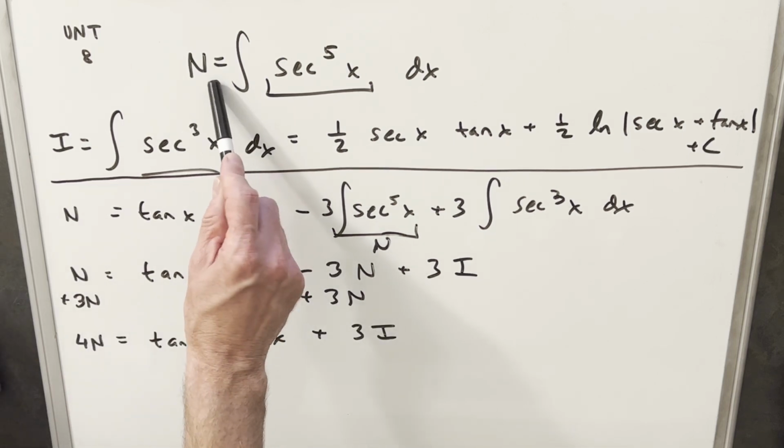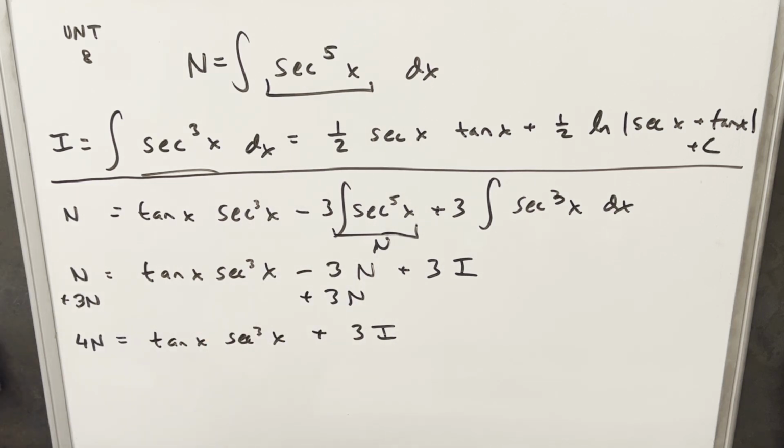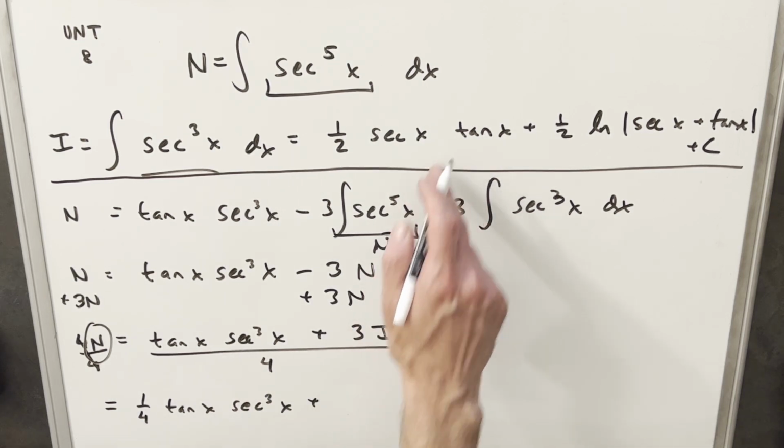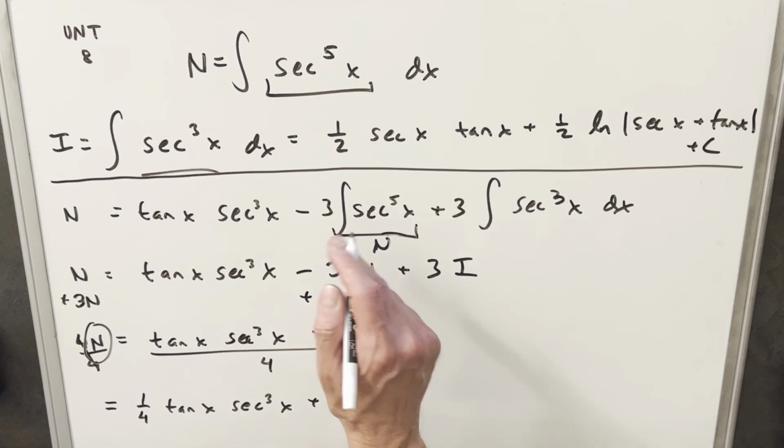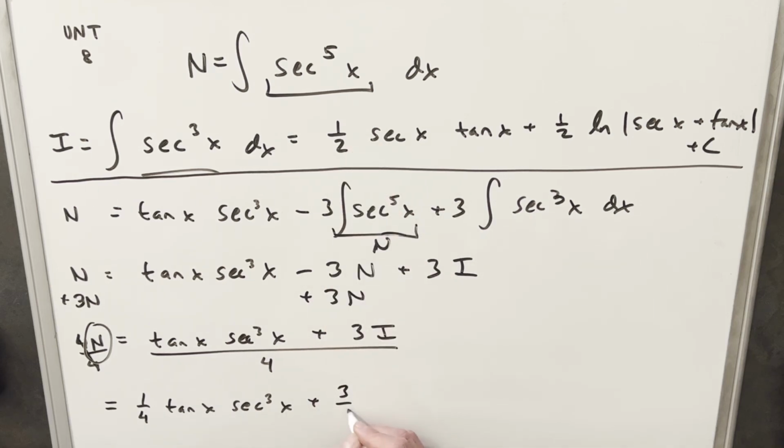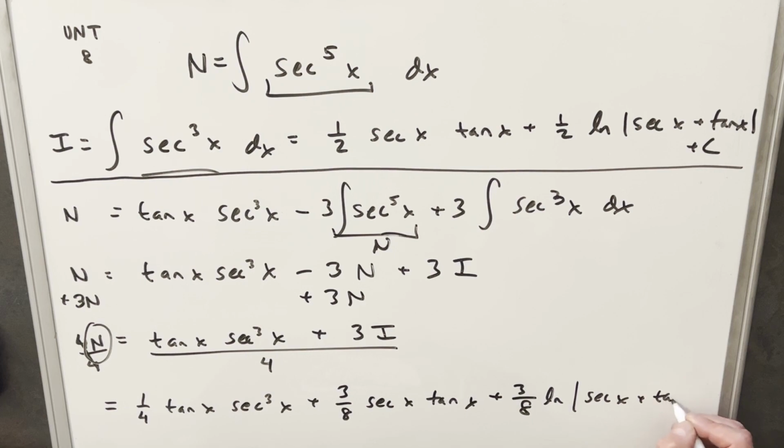And so again, our goal is N. Our goal is the integral of secant to the fifth x. So let's just divide by 4 here, and we'll divide by 4 here. So now we've isolated our N. And now I think we're in good shape for our final solution. So we're going to have, let's write the first term as 1/4 tan x secant cubed x. Here we're going to have 3 times I divided by 4, so we're going to have 3/4 of this. So 3/4 times 1/2 is going to be 3/8. Then we're going to have our natural log, absolute value, secant plus tangent, plus C.